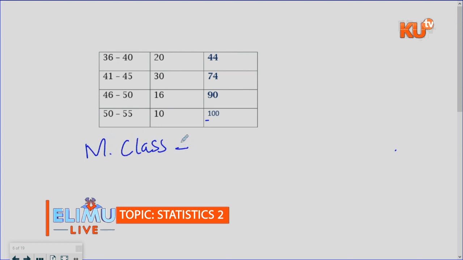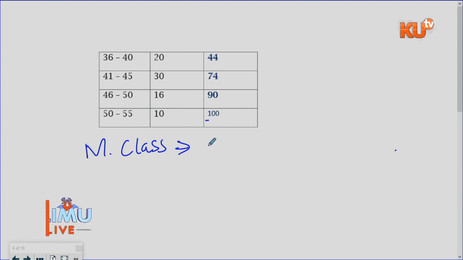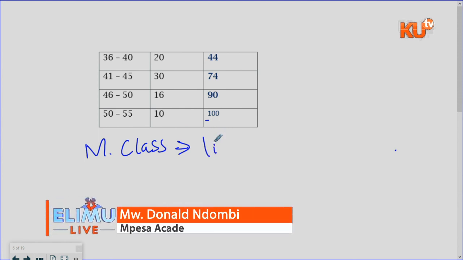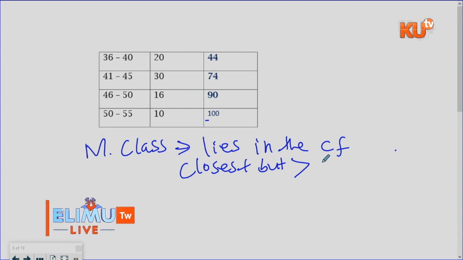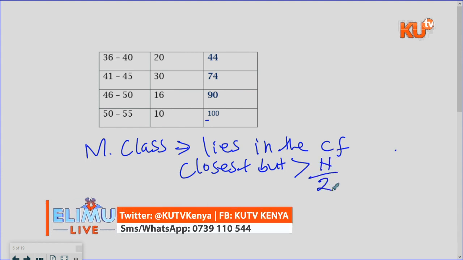So the median class, first of all, it will be the class that lies, this is very important, you can note it down, in the cumulative frequency which is closest to but greater than n over 2. So you are supposed to take the class which corresponds to the cumulative frequency closest to but greater than n over 2.